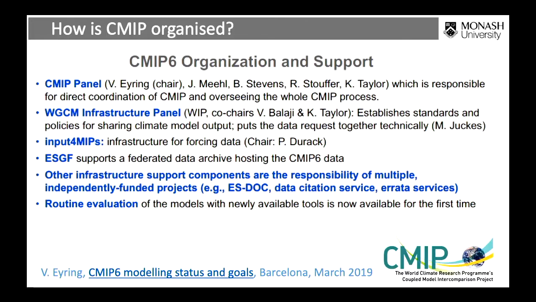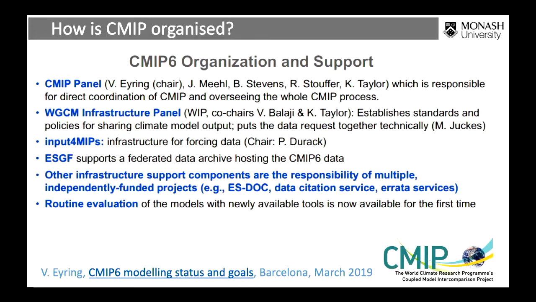So again, this is how the current CMIP is organised. There's this panel, and importantly in this phase there's an infrastructure panel, so the data is all distributed across the world, and there's a lot of things to think about in terms of data curation and how everyday scientists like you and me can access that data. And a lot of standards that have been put in place for that.